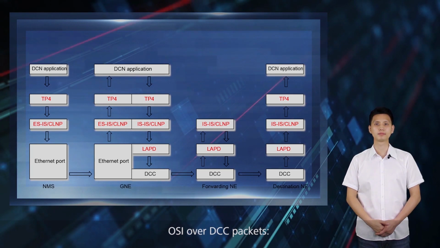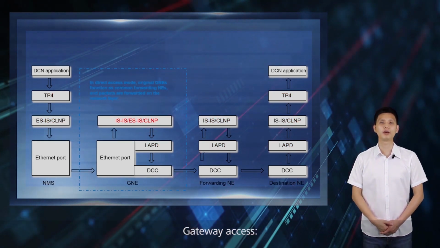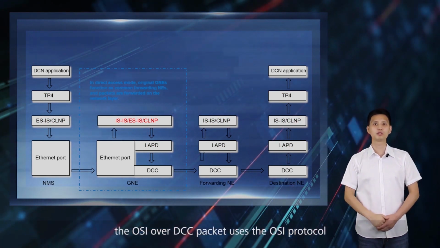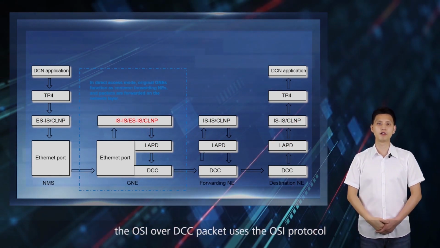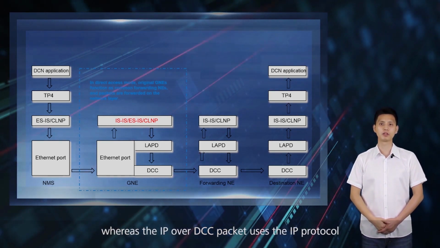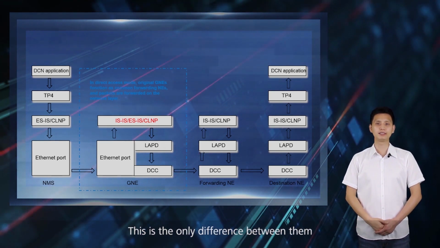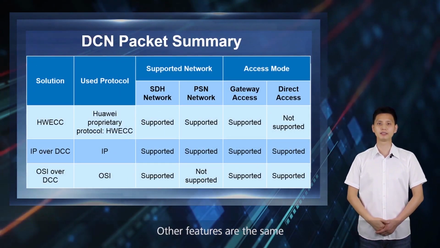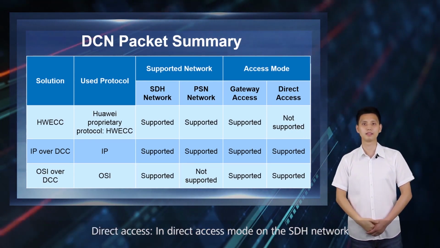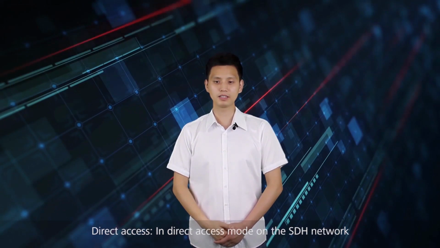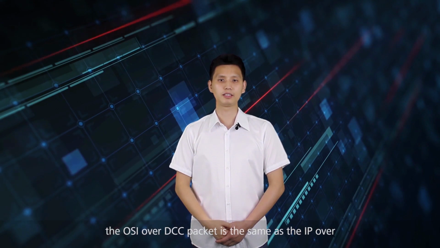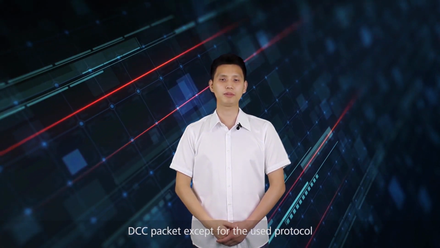OSI over DCC packets. Gateway access. In gateway access mode on the SDH network, the OSI over DCC packet uses the OSI protocol, whereas the IP over DCC packet uses the IP protocol. This is the only difference between them. Other features are the same. Direct access. In direct access mode on the SDH network, the OSI over DCC packet is the same as the IP over DCC packet, except for the used protocol.